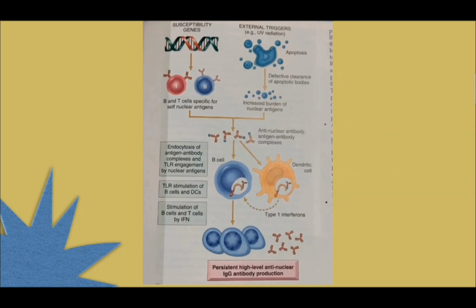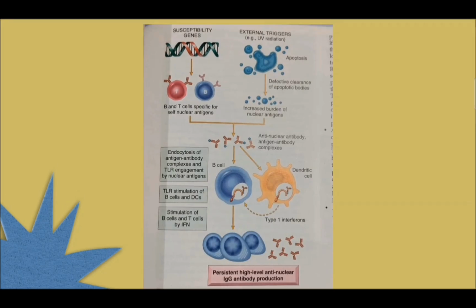So let's discuss the pathogenesis of SLE with the help of the diagram. On the right side you can see external triggers like UV radiation and other environmental agents may cause death of the cell by apoptosis. And inadequate clearance of these apoptotic bodies results in accumulation of a large amount of nuclear antigens. It is partly due to a defect in the complement proteins.